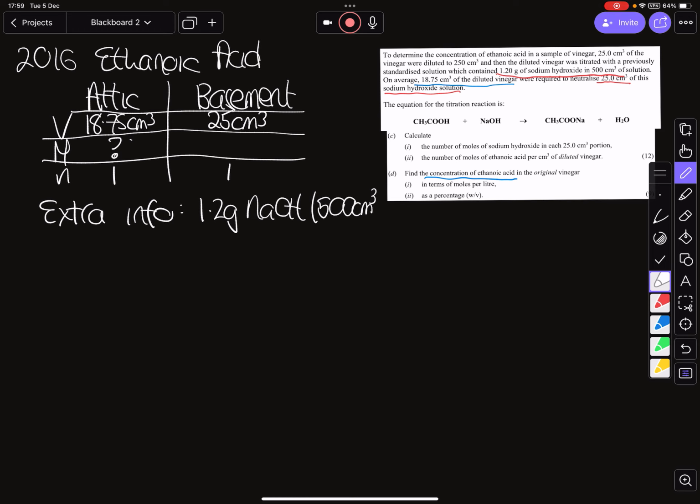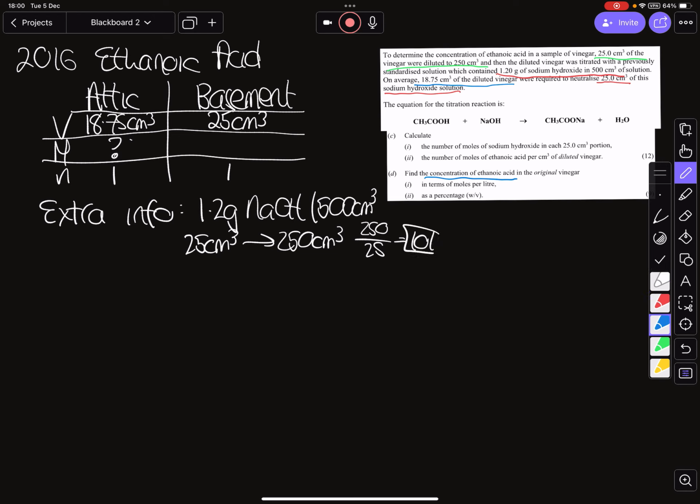Any other piece of information in the question? So if I scan through here, I can see 25 centimetres cubed was diluted to 250. So I'm going to use that to get my dilution factor. So 25 centimetres cubed was made to 250. So if I have to figure out my dilution factor, it's 250 over 25, which is equal to 10. So I'm going to use this at some point.